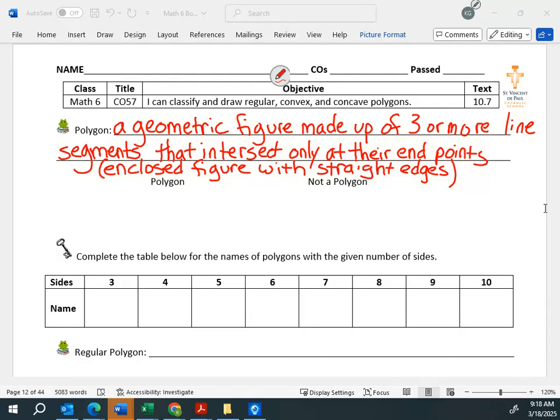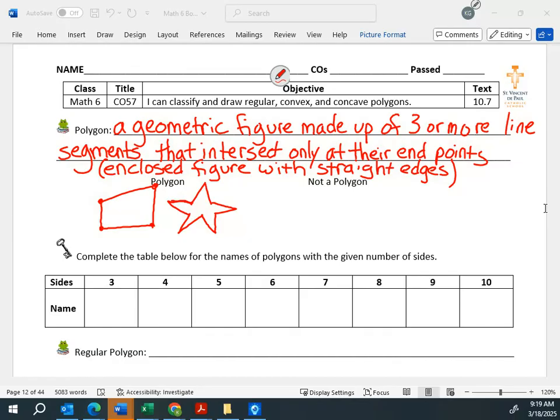Has to be three or more of those sides, because if there's only two sides or one side, it's not going to be closed up. Has to be straight lines, no curves to be a polygon. So examples of a polygon might look like this, or it could look like a star. There's no curves, all straight lines, and it is closed up.